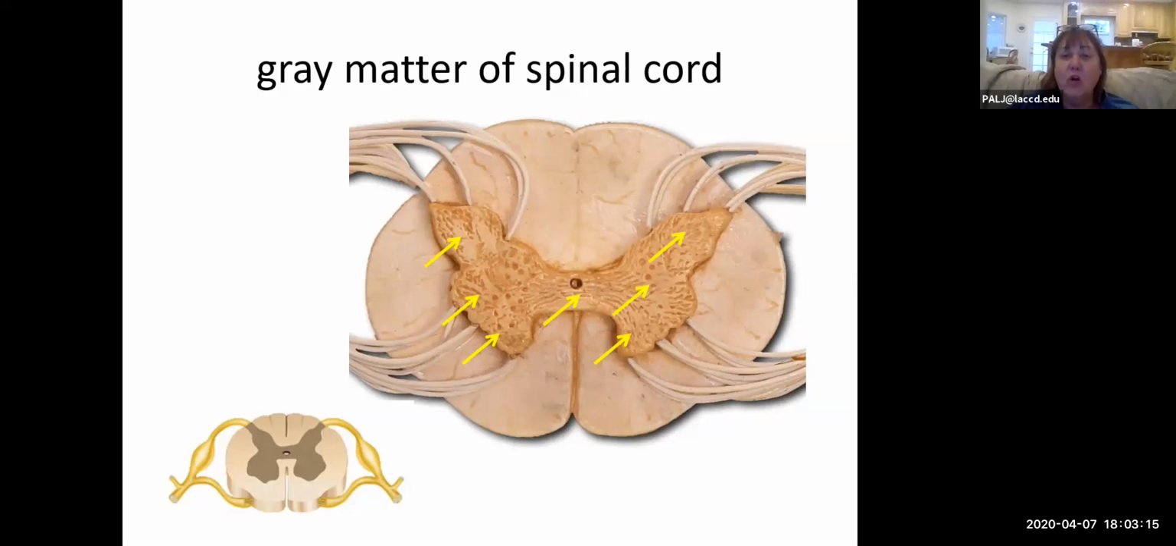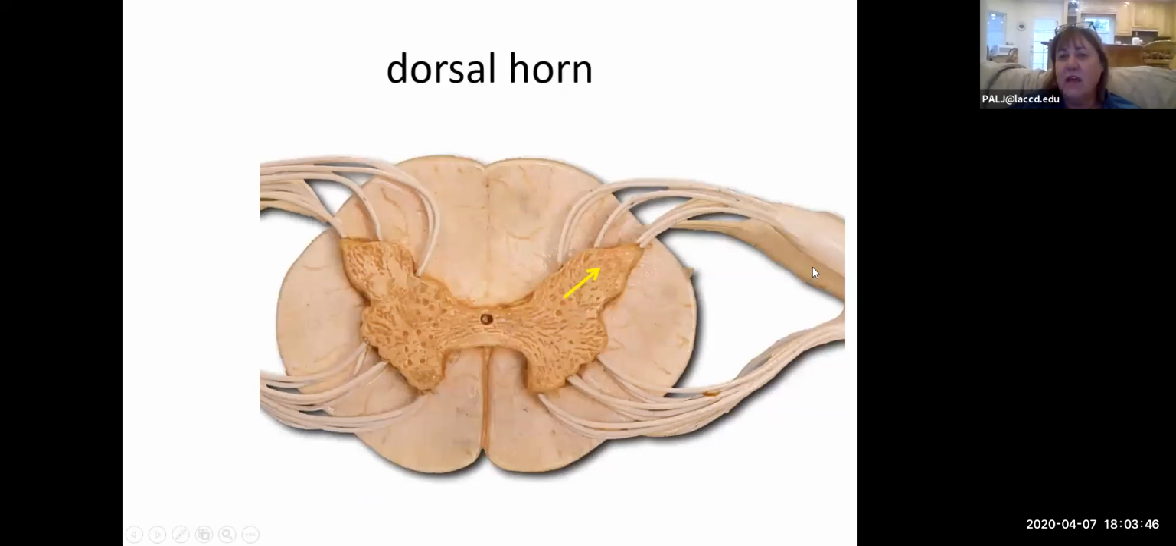So that butterfly or H-shaped area in the center, that's gray matter of the spinal cord. Now, gray matter of the spinal cord is not going to be the answer to anything, because when we look at this, what we can see is there are bulges in different areas. You can see there's a butterfly wing that goes dorsally, and there's a butterfly wing that goes to where those ventral roots are attaching. And then you can see this little bulge right in the middle between the two of those. So the wing that is going to where the dorsal root ganglion is, the dorsal root, so this is dorsal, that part of the gray matter is called the dorsal horn.